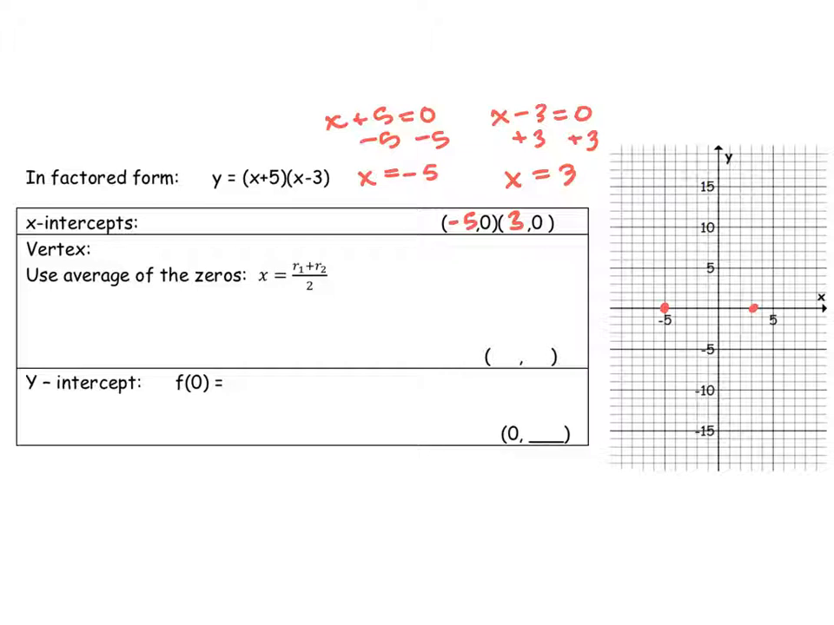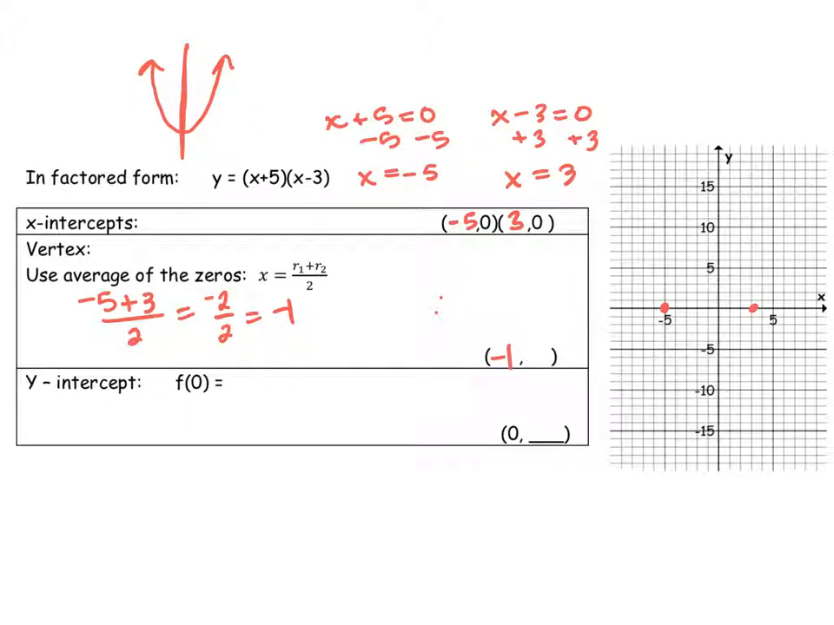The parabola is a symmetric shape, and so your vertex is going to be halfway between your x-intercepts. So what you can do is take your x-intercepts, -5 and 3, and average them. So -5 plus 3, and we divide by 2 because there's two numbers there. So that's -2 over 2. So your x value equals -1.